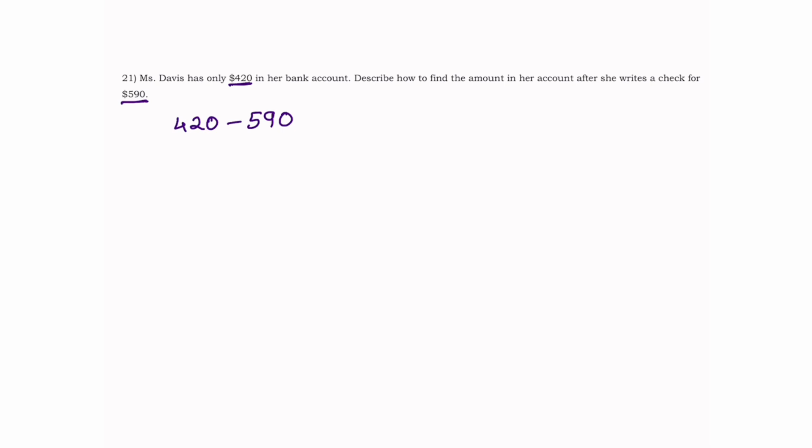And what's the difference between the two numbers? It is like 90 minus 20 is 70 and 5 minus 4 is 1. And we are going to put a minus sign because our bigger number is this, right? So she is running low on her balance. She's going negative. So that's the answer. And that's how we find how much amount she has in her account.